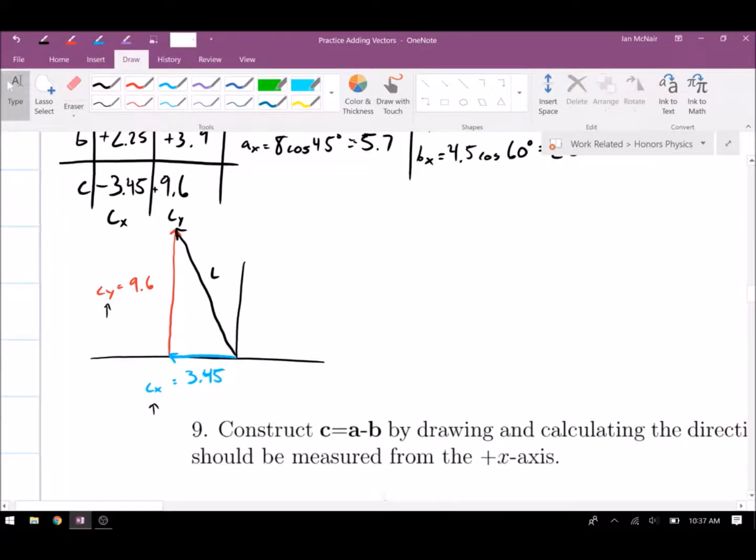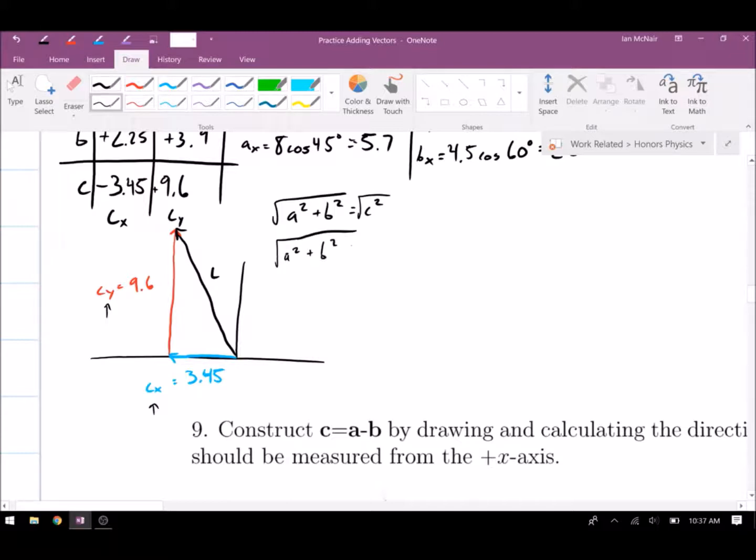So now we can just use the Pythagorean theorem. We can solve for C. So I'm going to write that down. The Pythagorean theorem is A squared plus B squared equals C squared. We take the square root of all of that, and we just get C equals the square root of A squared plus B squared.